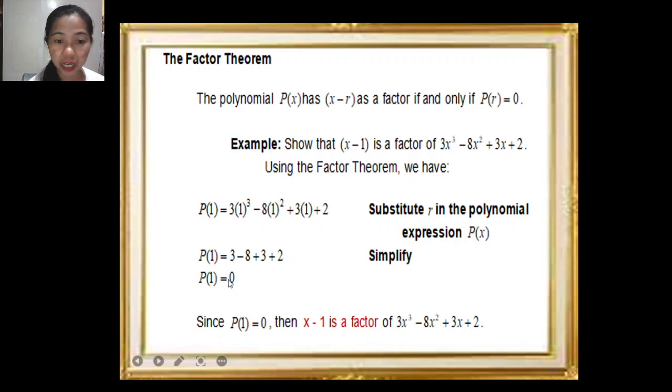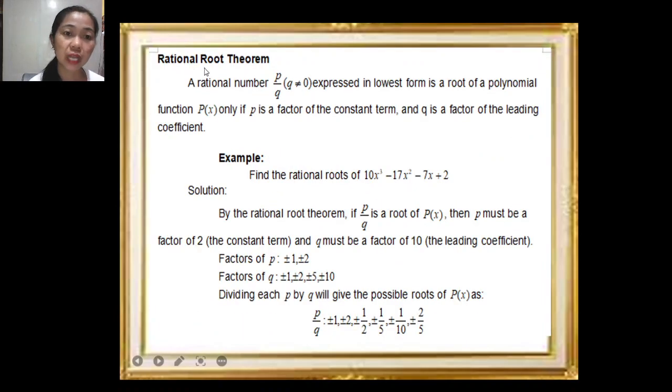Ayan, lumabas ngayon na yung value ng P of 1 mo ay 0. Ibig sabihin, yung iyong binomial na x minus 1 is a factor of 3x cubed minus 8x squared plus 3x plus 2 since the remainder is 0 or the value of P of r is 0. So, kung 0 yung lumabas, dito, nung itines mo yung r ng binomial dun sa polynomial ay 0 ay yung naging value. So, 0 yung remainder. This binomial is a factor of the polynomial. Kung hindi 0 yung lumabas, ibig sabihin, hindi siya factor. Ganun lang yon. Next, ano naman yung rational root theorem?